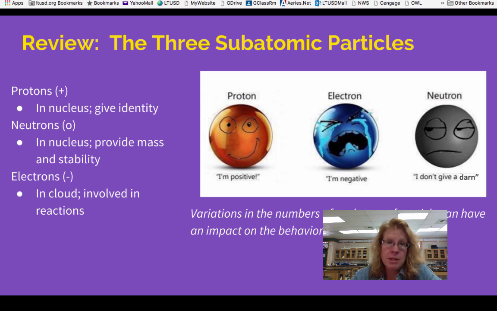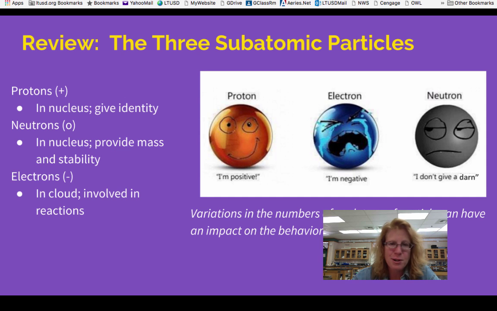There's three basic subatomic particles. We've got protons, neutrons, and electrons. Protons are the ones that are positively charged. They give the identity of the element. You're not allowed to change the number of protons that are present. If you change the protons, you change which element you're talking about, and that's not really the chemistry that we're referring to here.